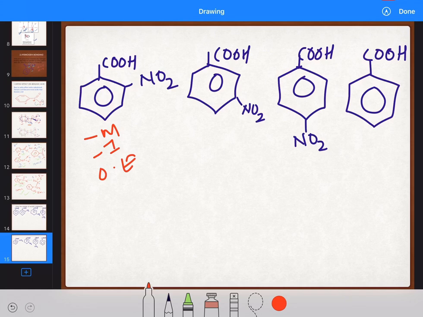Because with the ortho effect, only one change happens: the position of the ortho substituted carboxylic acid can become either more acidic or less acidic. Only its position can change, and no other positions will change. Okay, none of them will be affected except the ortho substituted benzoic acid. Correct? Okay. Now the second one has only minus I effect, the third one has minus M as well as minus I, and this one has no effect.